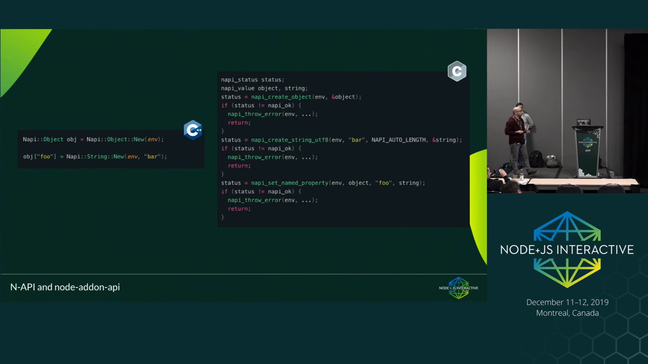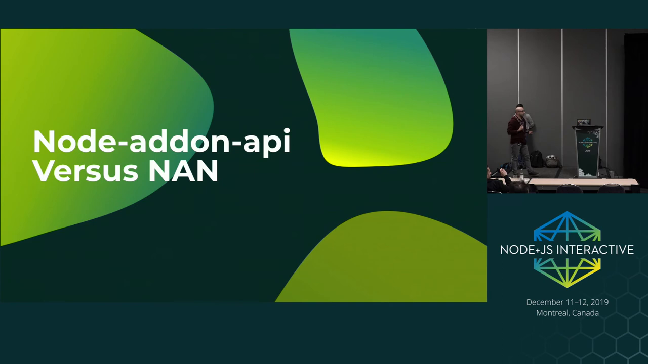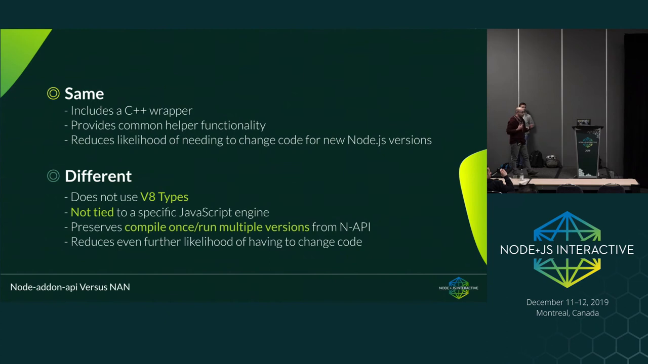Jim, before, talked about NAN, and now I introduced node-addon-api. Both of these libraries are C++ wrappers, and both provide a single surface API to write a native add-on. But they are very different, because NAN is a thin and transparent layer over the V8 API, and it uses V8 types, so it's strongly bound with V8. Instead, node-addon-api depends only on N-API, and this guarantees the same promise of N-API: compile once and run on multiple versions of Node.js. And this reduces the likelihood of having to change your code when switching to a different version of Node.js.